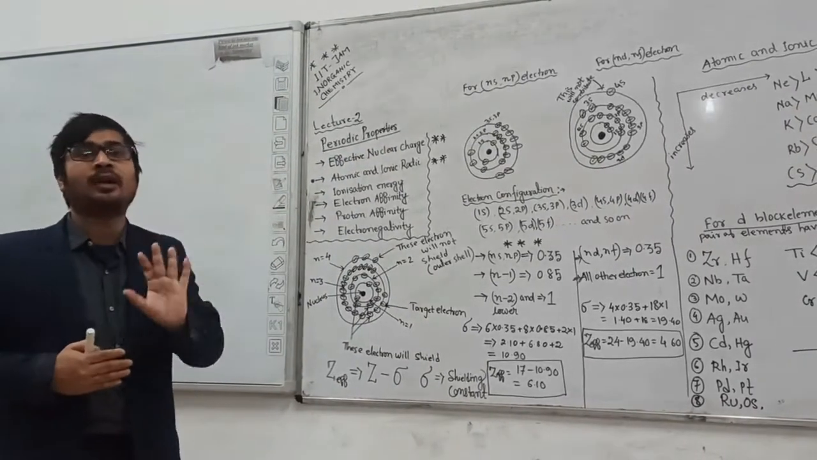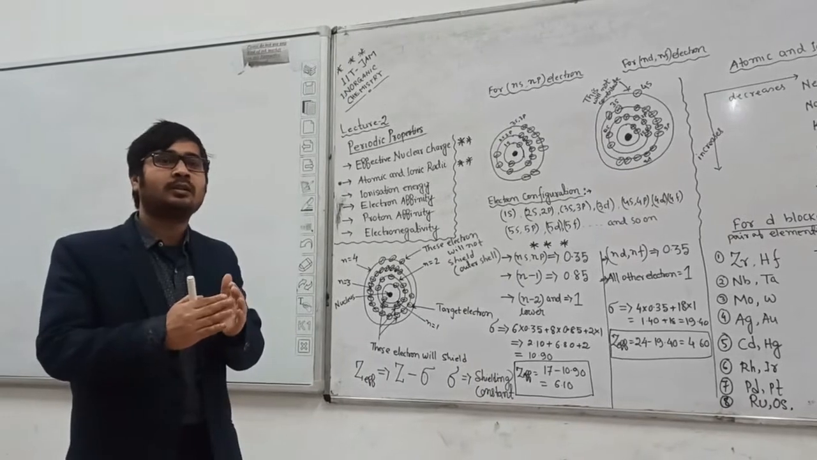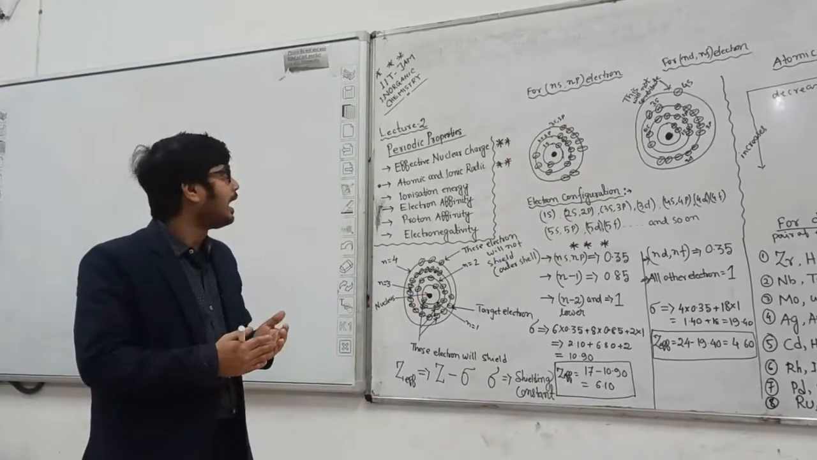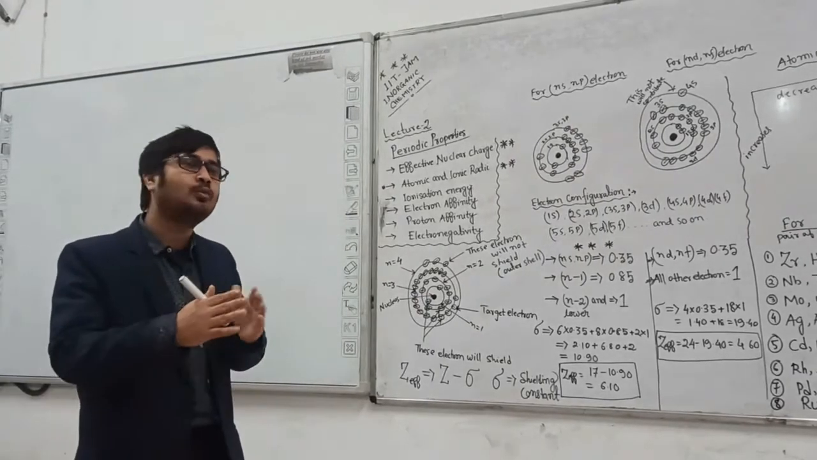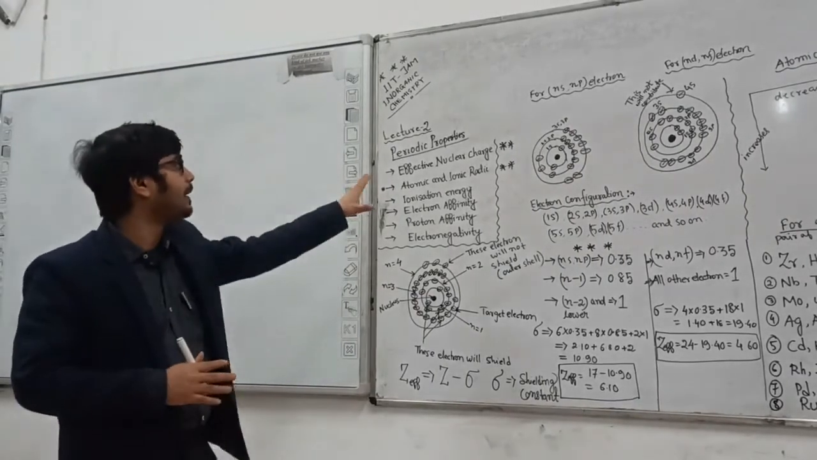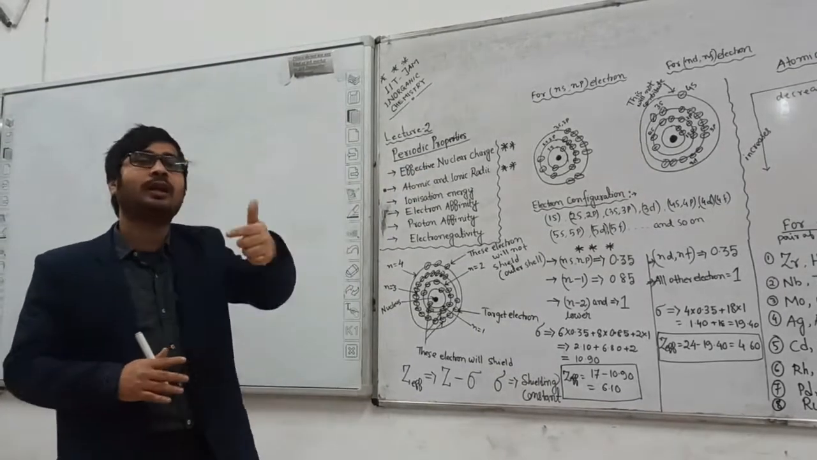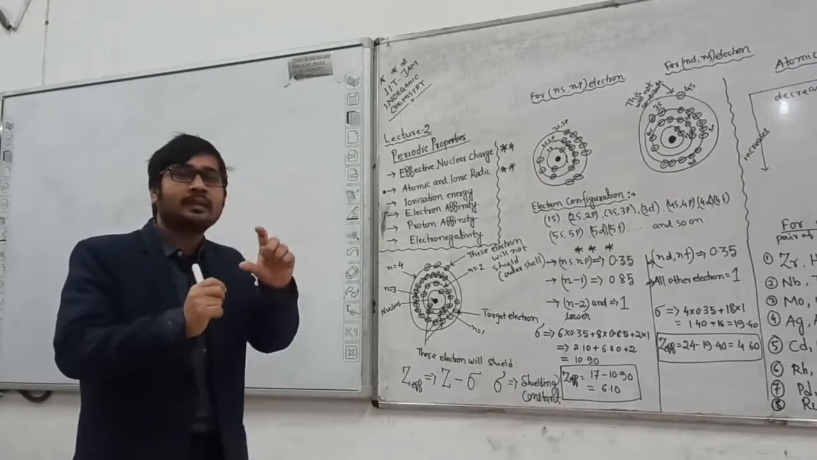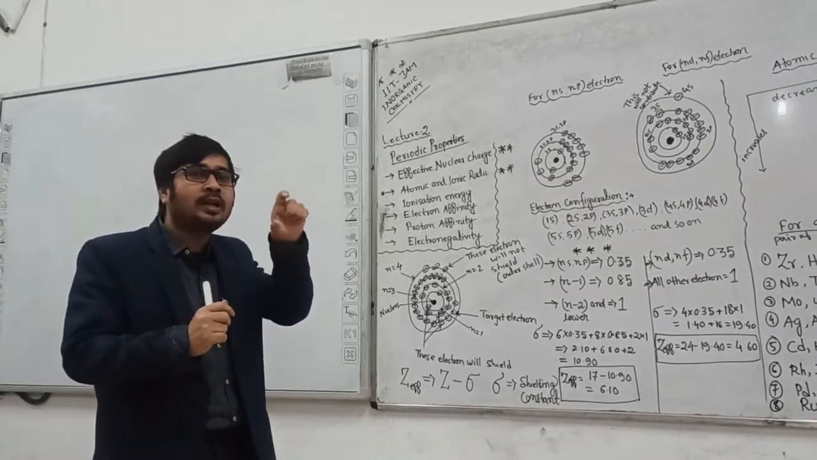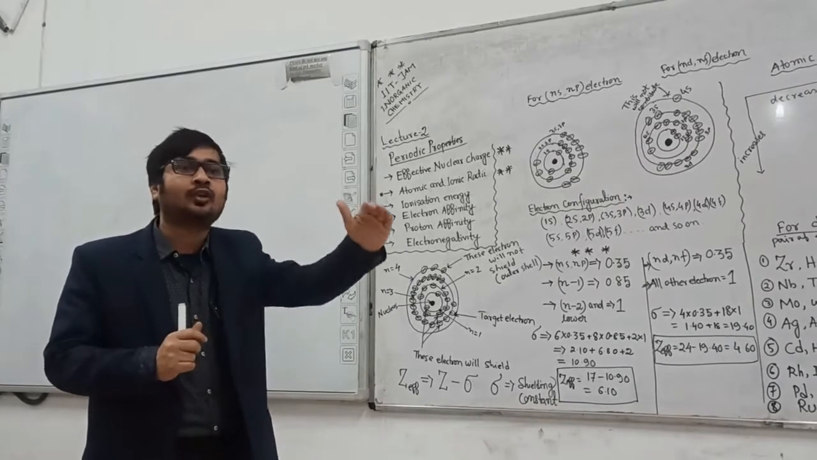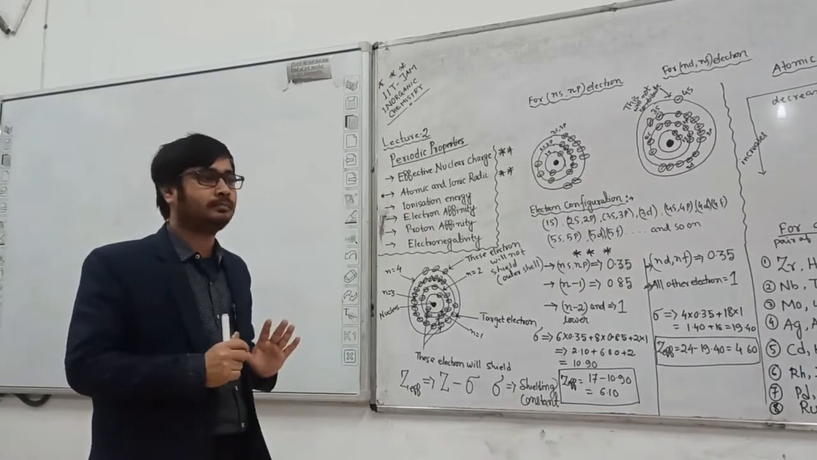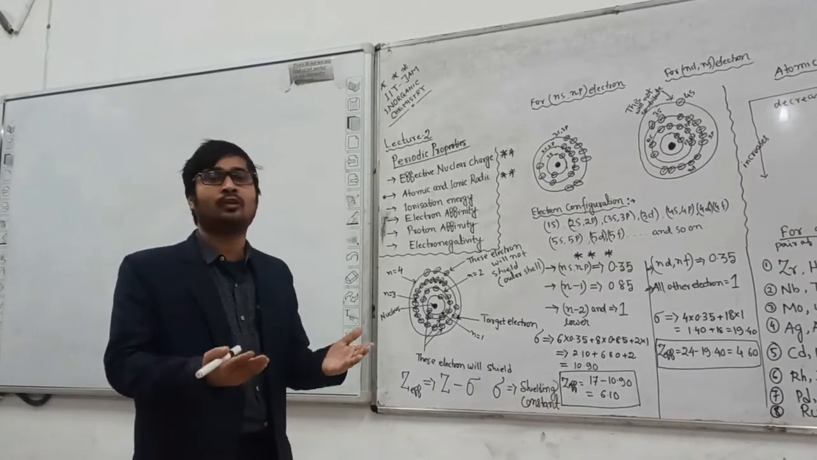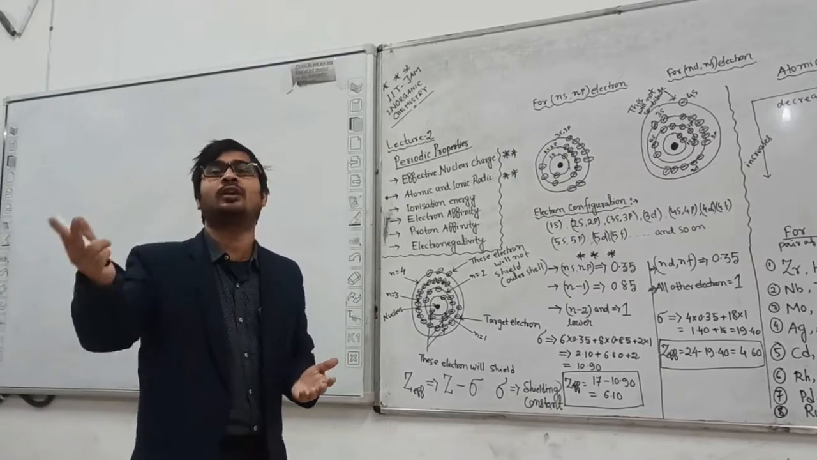Now this is very important, and you can expect at least one question in CSIR NET as well as JAM. And if you analyze the last 5 years, more than 2-3 questions have come from effective nuclear charge, directly or indirectly. So what is effective nuclear charge? It is nothing but the actual nuclear charge experienced by an electron in a polyelectronic atom. So let us consider a polyelectronic atom. Polyelectronic atom means where the number of electrons is more than 1.